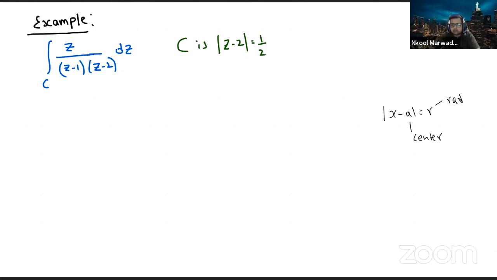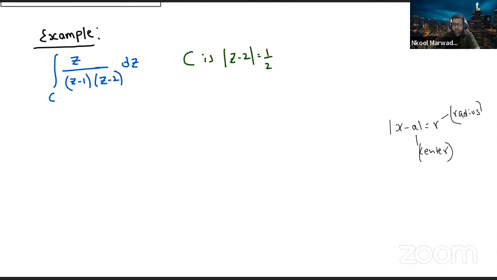So this notation we are aware of. This is one of the ways to represent a circle. Like this form represents a circle. So whatever is given to us, the contour, it is a circle with the center at point 2 on the real axis and the radius is 1/2. Now we can very easily visualize it. Let us try that.